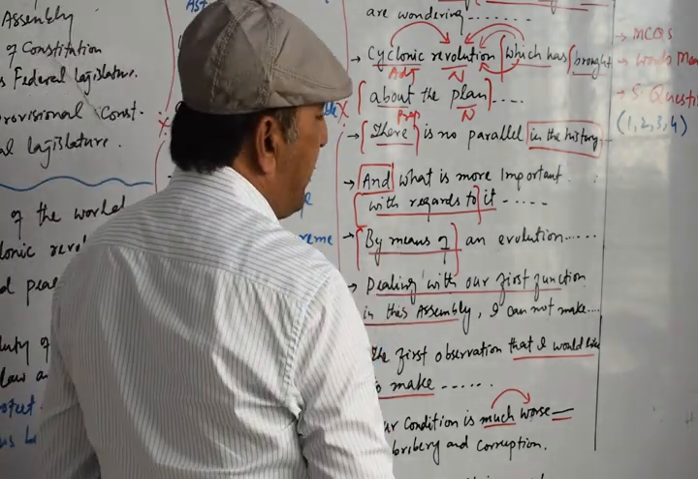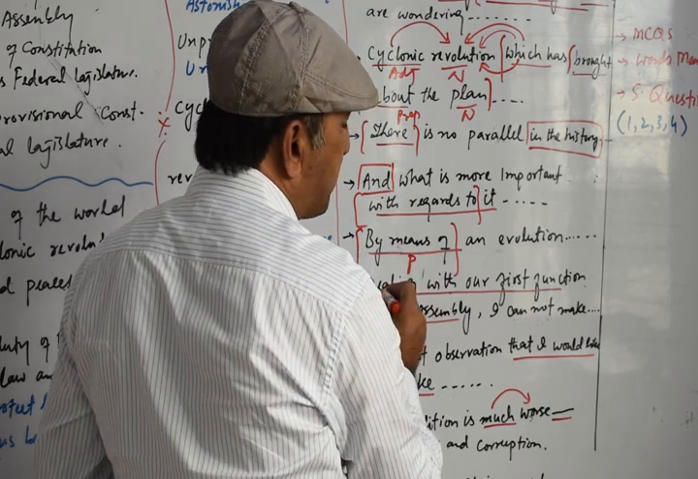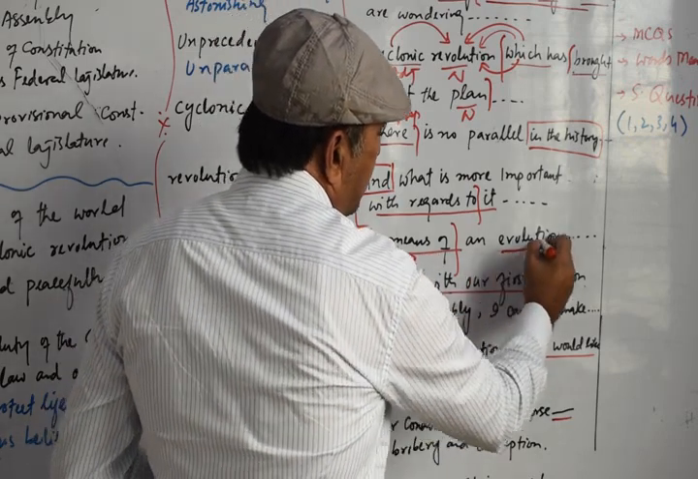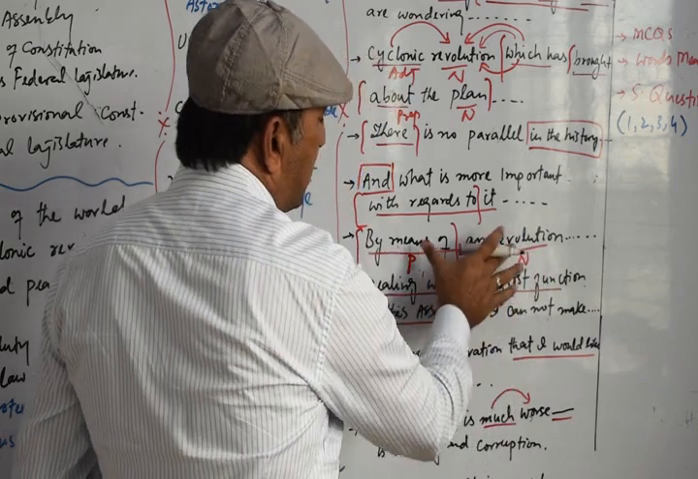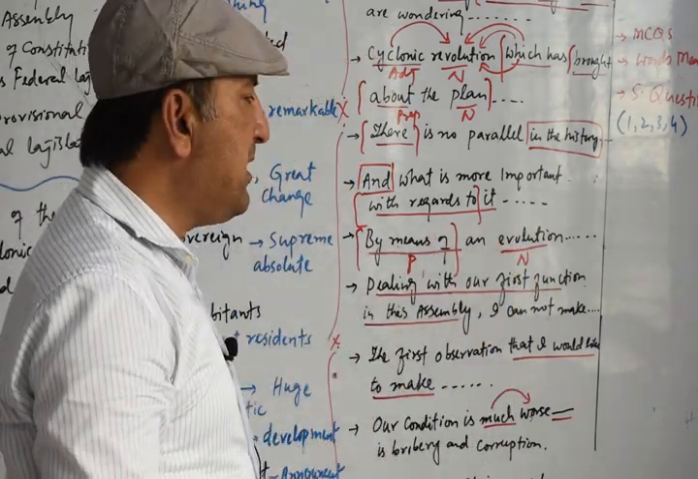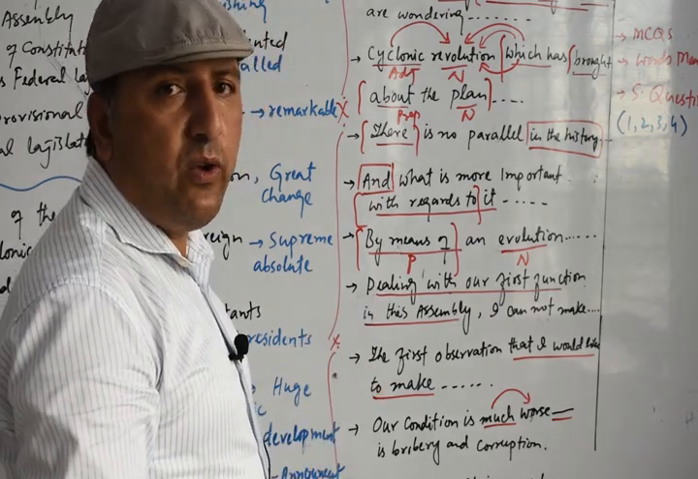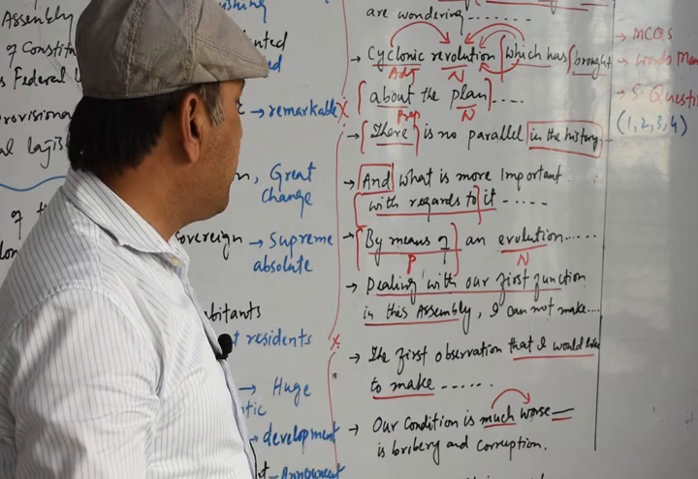So by means of an evolution, now you see by means of is a phrase preposition and it ends with a noun evolution. So combinedly it is a prepositional phrase which starts with by means of and ends with a noun evolution. So we call it a prepositional phrase.